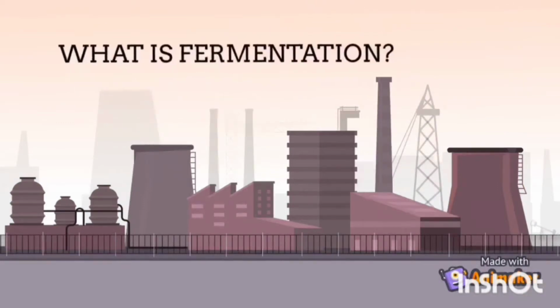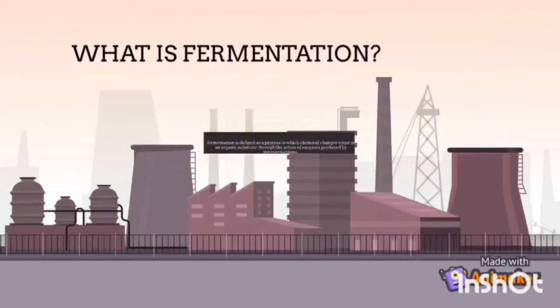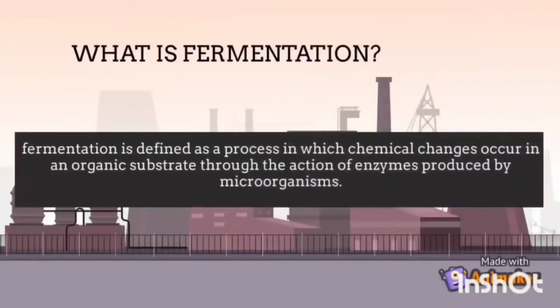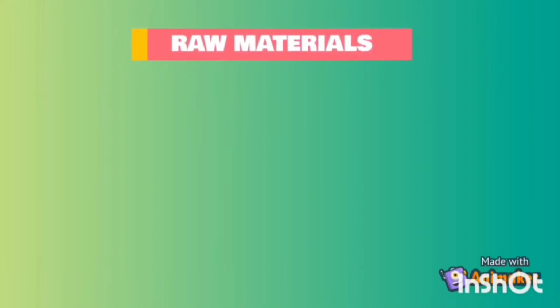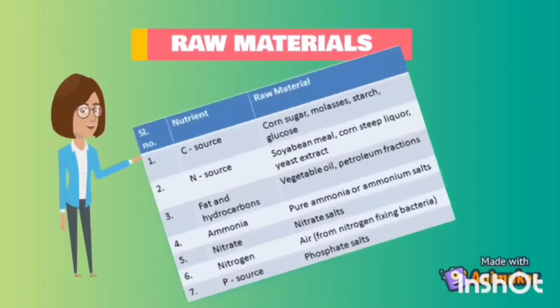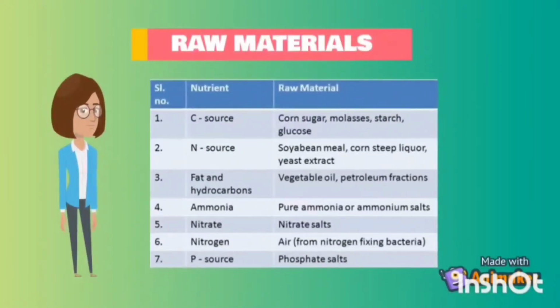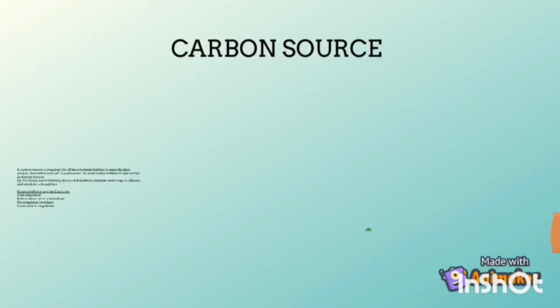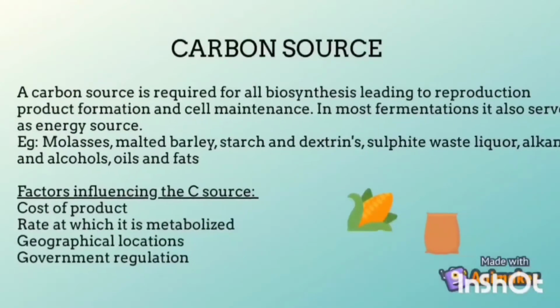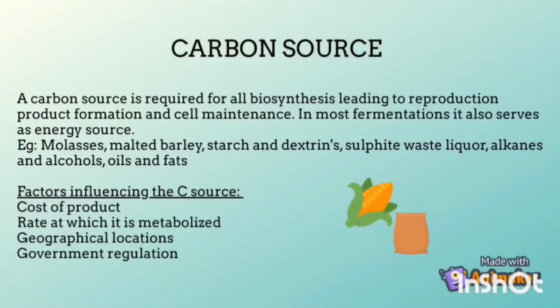What is fermentation? It is defined as a process in which chemical changes occur in an organic substrate through the action of enzymes produced by microorganisms. Raw materials required for fermentation are carbon source, nitrogen source, fat and hydrocarbons, ammonia, nitrate, nitrogen, and phosphate source. Carbon source. It is required for all biosynthesis leading to reproduction, product formation, and cell maintenance.